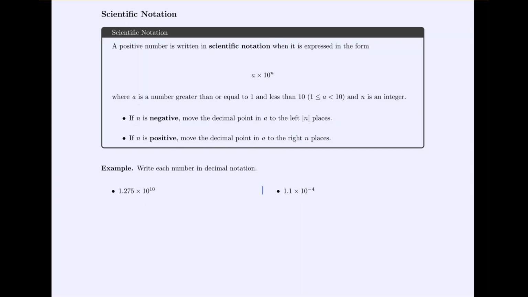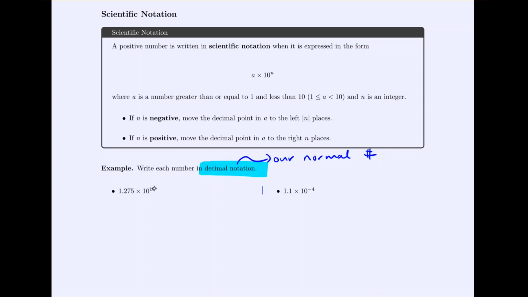with our first example. We know both of these are in scientific notation. In our first example, our A is 1.275. In the second example, the A is taking on the value 1.1. In the first example, the n is 10, this exponent. In the second example, the n is negative 4. So we can kind of see how this notation is used below. And we're asked to write each expression in decimal notation. Think of decimal notation as our normal numbers, no longer in scientific notation.